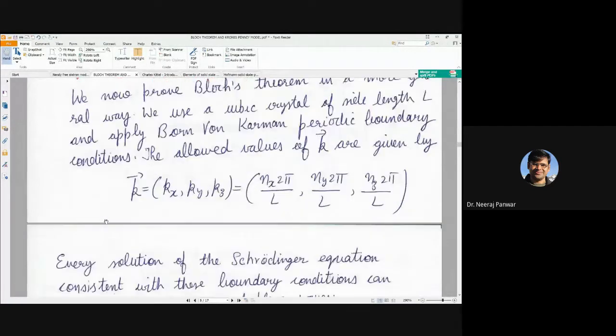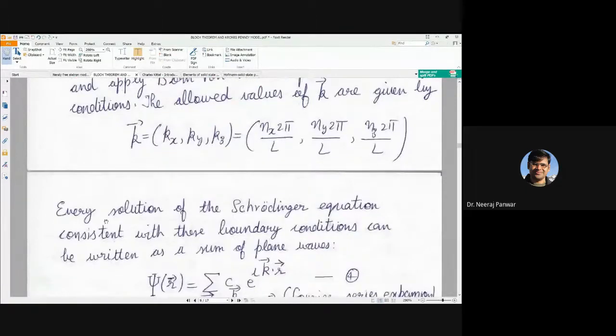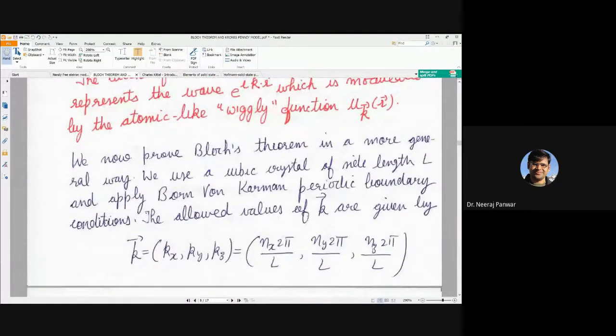So now we will prove the Bloch wave function in a more general way, which can be applicable to degenerate wave functions also. It means that if many electrons have the same wave function, under those circumstances also this proof will be valid. And for that we again repeat things which we have already done.